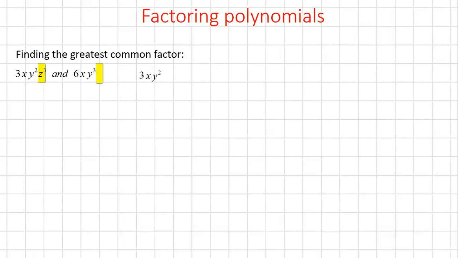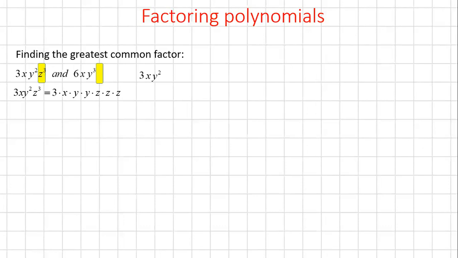What about z cubed? As you see, the right hand side polynomial doesn't have a z. So there is z cubed and nothing, and 3xy squared is the greatest common factor of these two terms.